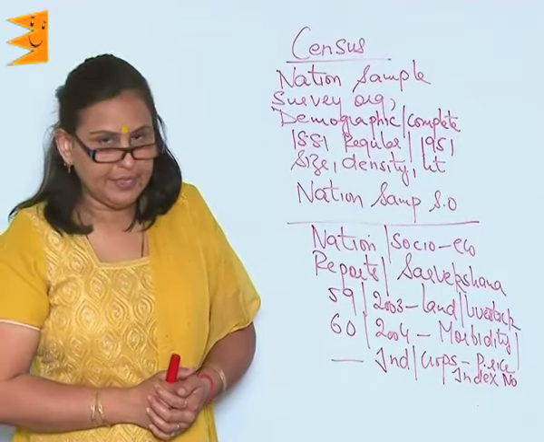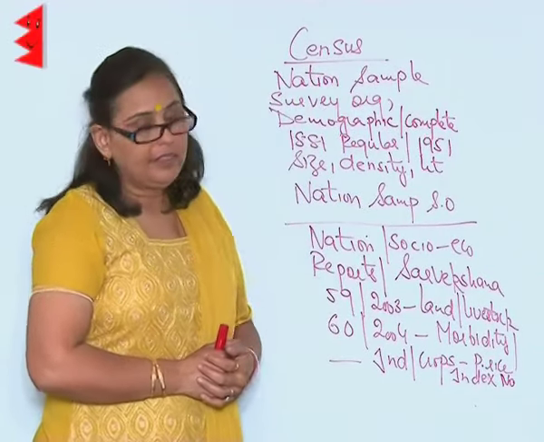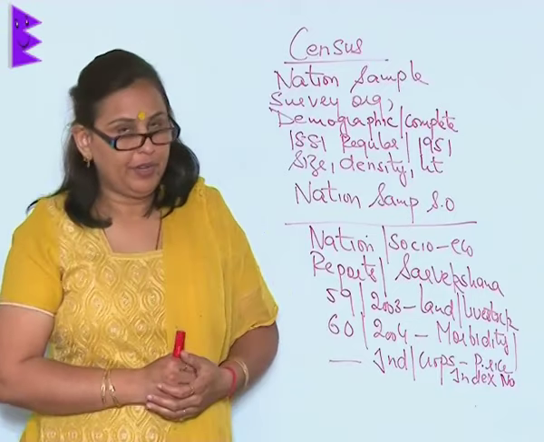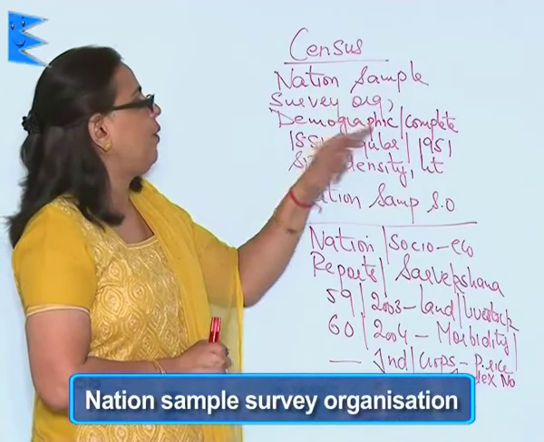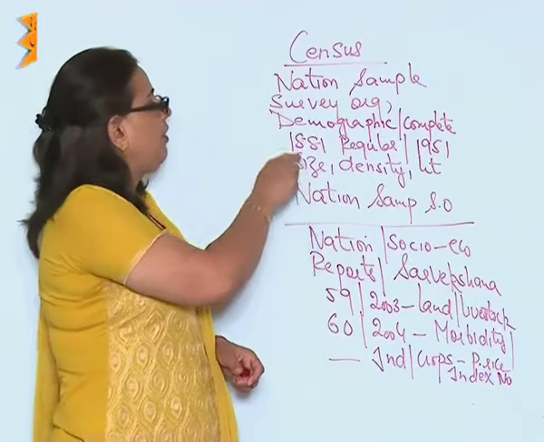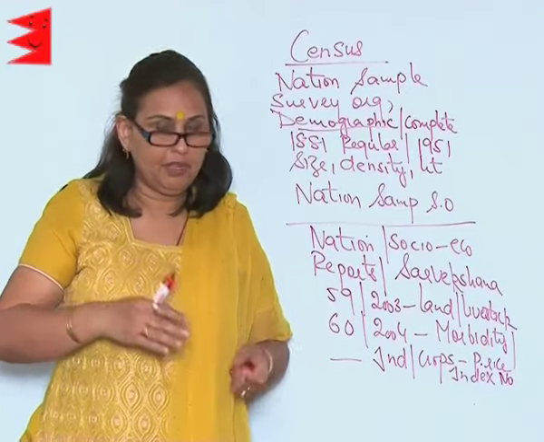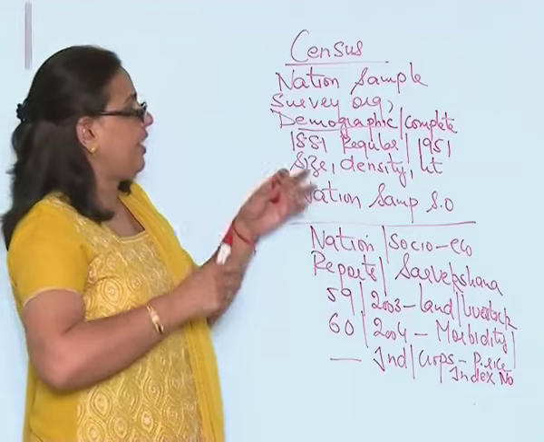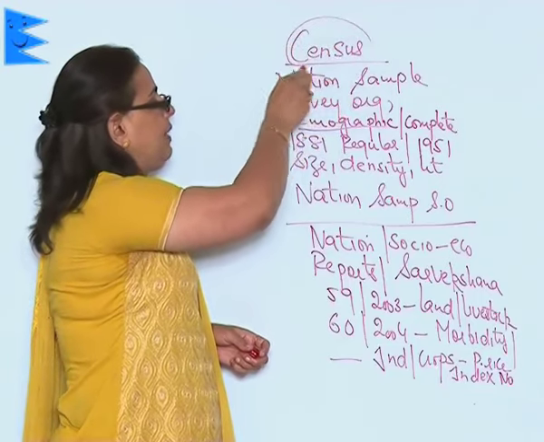Let me talk about the census and NSSO. As far as the census is concerned, the agencies involved in this are many, like the Labor Bureau, the state organizations, but the chief amongst them is the National Sample Survey Organization. The census provides us the complete demographic information, that is about the size, the density, the literacy rate, the birth rate, the death rate, the number of males and females. The entire information on the population is completely available by the census that we have.